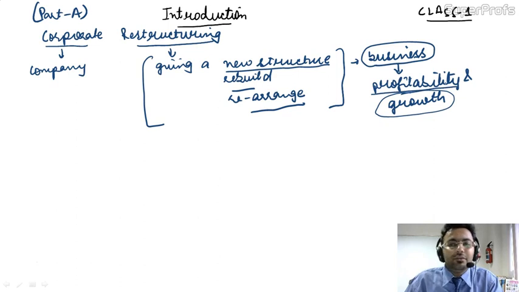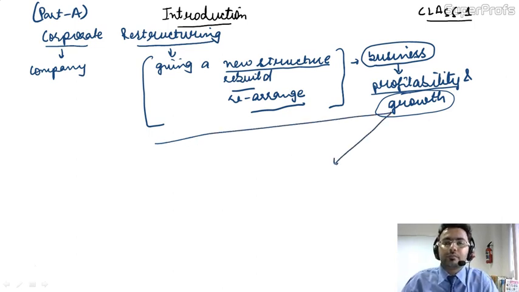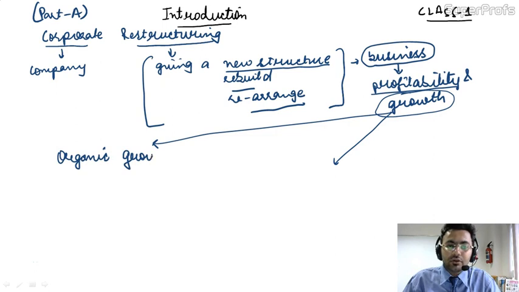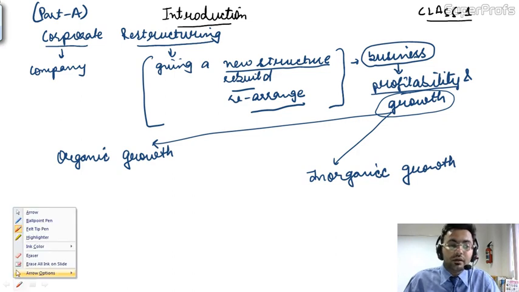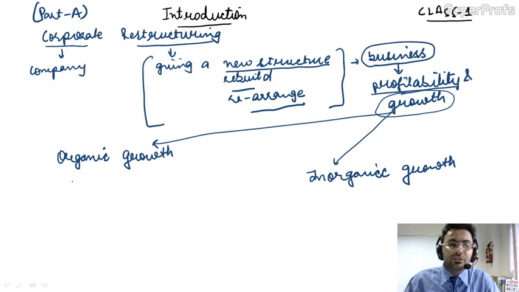Of course, profitability we all know about, that it's all about making profit. But when it comes to growth, growth has been divided into two parts. Now, what are those parts? First of all, it's organic growth or inorganic growth. So, the whole term over here focuses on only two words, one of them is organic, whereas another one is inorganic. It's I, not C. Okay, it's inorganic.